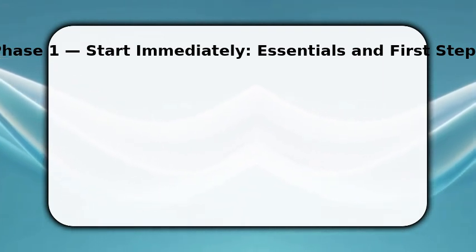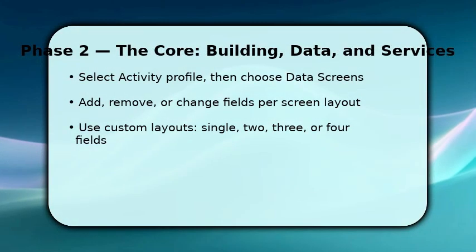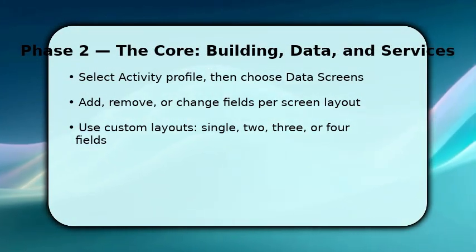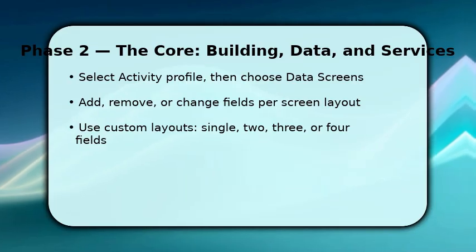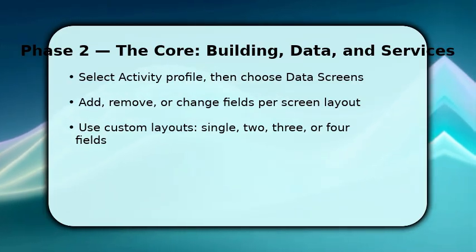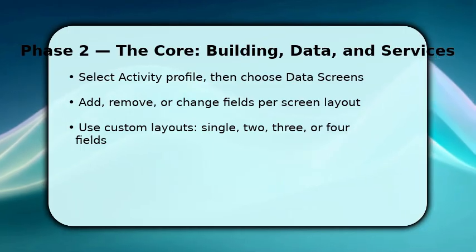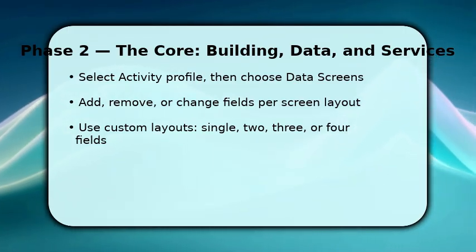Now customize the data screens for your chosen activity profile. This controls the live metrics. Tap the profile, select data screens, and pick a layout, single to 4 fields or a map-centered screen. Once you pick a layout, add fields like speed, power, cadence, or a custom lap timer.